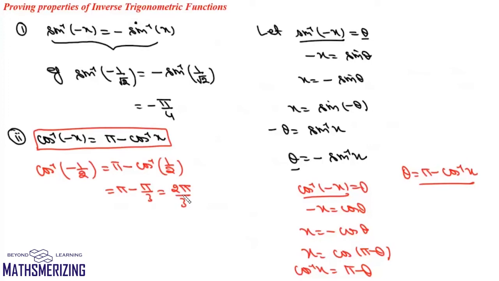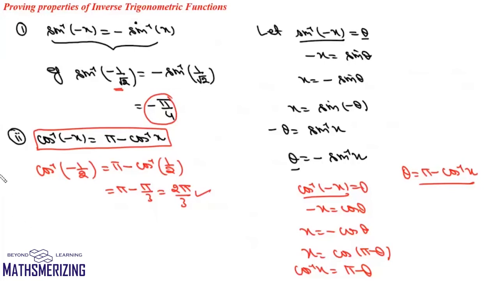Now if you recall the principal value range of sine inverse and cos inverse, the principal value range of sine inverse is minus pi by 2 to plus pi by 2. So if sine has a negative value, the angle should be in the fourth quadrant, and we are getting this angle in the fourth quadrant. And for cos inverse, the principal value ranges from 0 to pi. So if cos is taking a negative value, the answer must lie in the second quadrant, which is true in this case. So this is how we prove properties for sine inverse minus x and cos inverse minus x. I'll just write the result for other expressions. You can prove them in the same way.